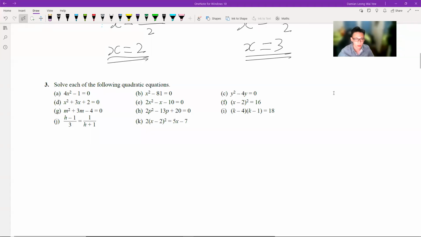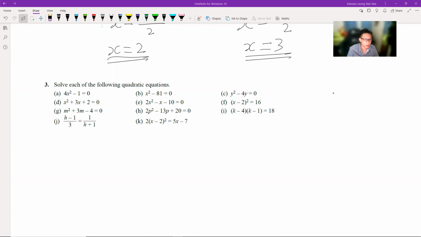So the other methods, like your quadratic formula or completing the square, those are technically correct. However, in modern maths, I would generally not advise you to do that because it is not in the modern maths syllabus. So stick with the factorization method. So first one, 4x squared minus 1 equals 0.